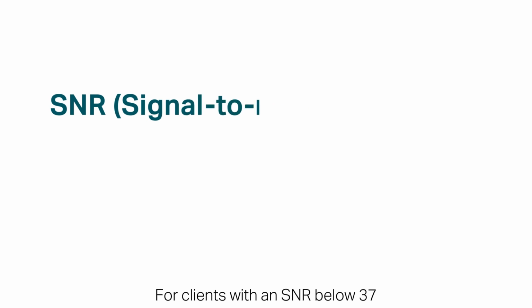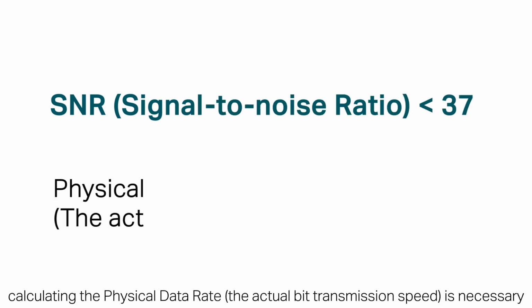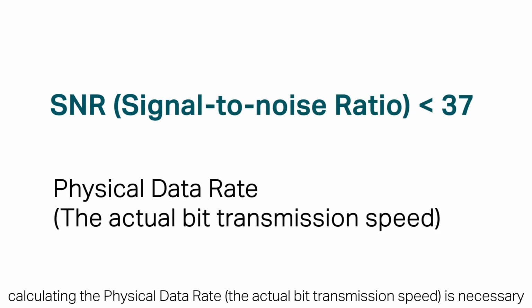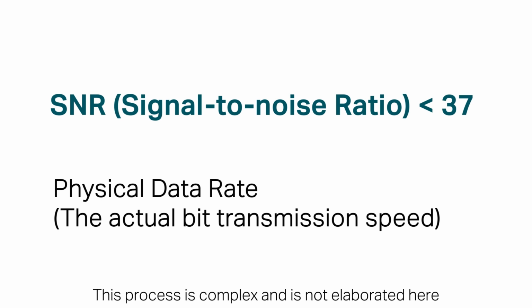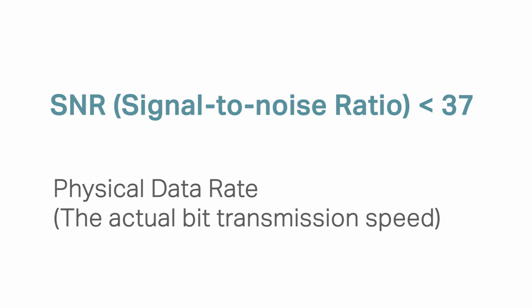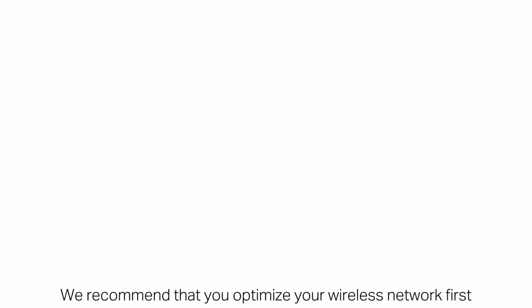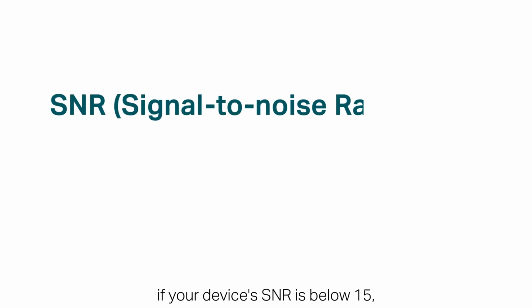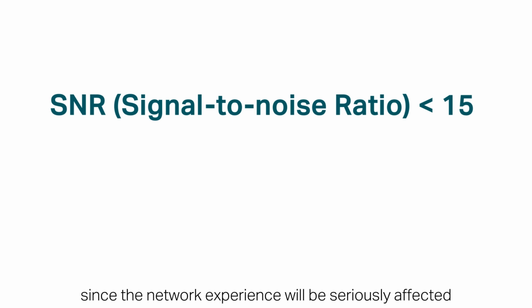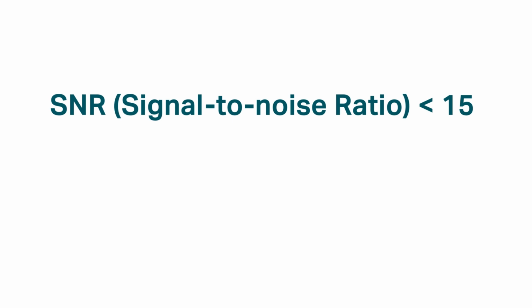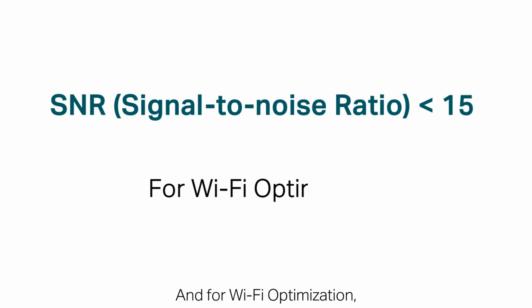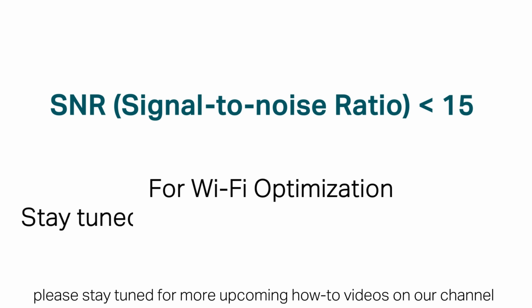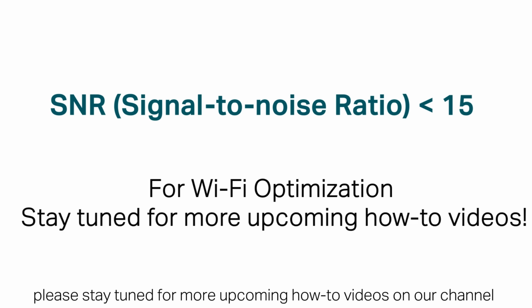For clients with an SNR below 37, calculating the physical data rate, the actual bit transmission speed, is necessary. This process is complex and is not elaborated here. We recommend that you optimize your wireless network first if your device's SNR is below 15, since the network experience will be seriously affected. And for Wi-Fi optimization, please stay tuned for more upcoming how-to videos on our channel.